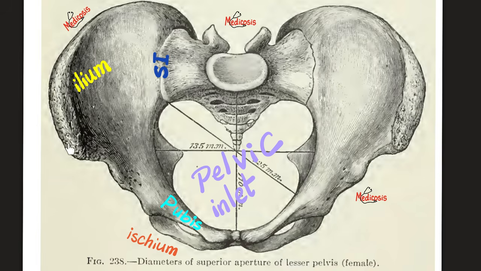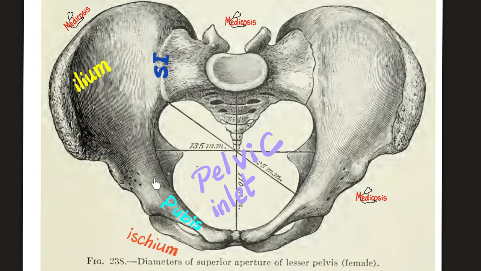Anteriorly, we have the anterior superior iliac spine. How about this? Anterior inferior iliac spine. Posteriorly, there is the posterior superior iliac spine, and below it there is the posterior inferior iliac spine. This is the iliac fossa, also known as the wing of the ilium. This is the arcuate line of the ilium, which forms part of the border of the pelvic brim.